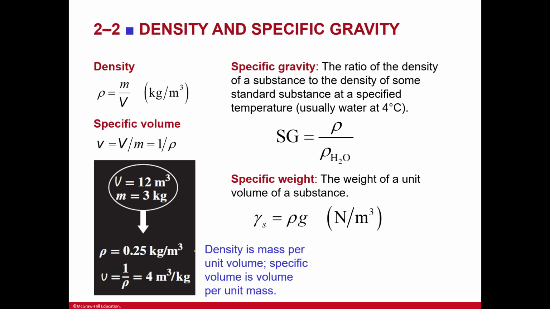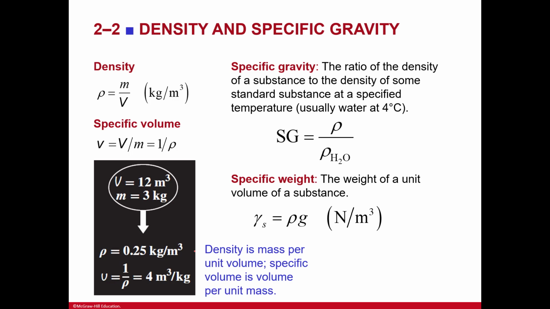So let's talk about density and specific gravity. Density is rho equals mass over volume, and that is in the units kilograms over meters cubed. And then we have specific volume, which is just the inverse of density.